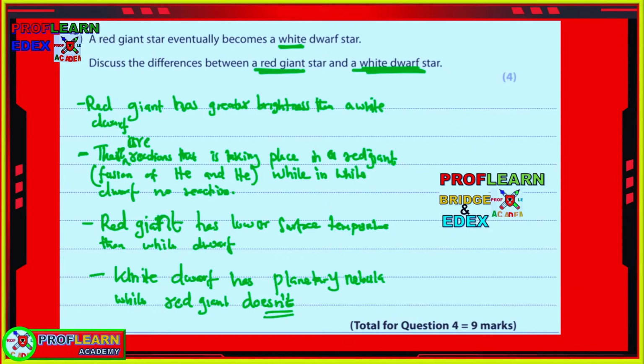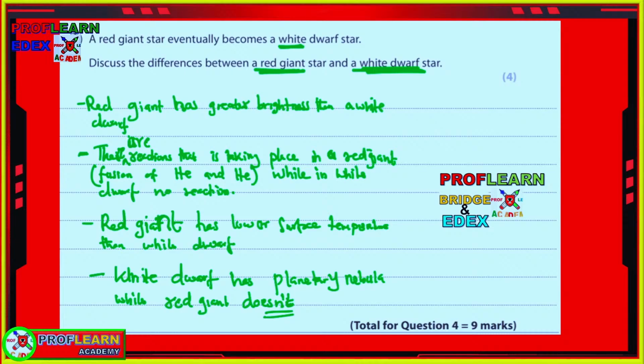So what you need to remember is that inside a white dwarf, there is no reaction. So that's another difference. A red giant has a lower surface temperature than a white dwarf, because the red giant is so huge, it cools down, so it has less surface temperature than a white dwarf.